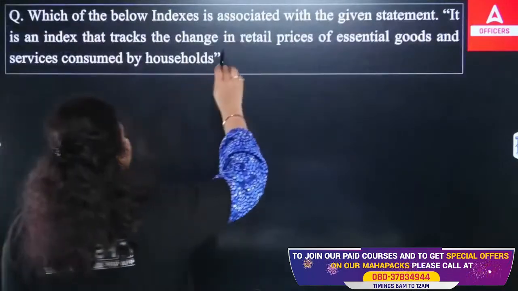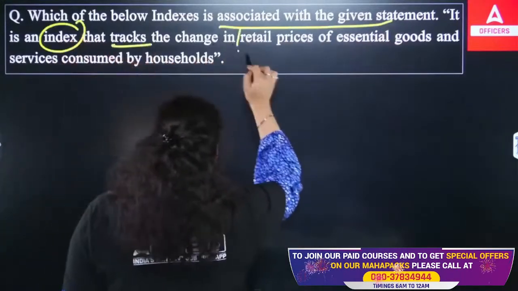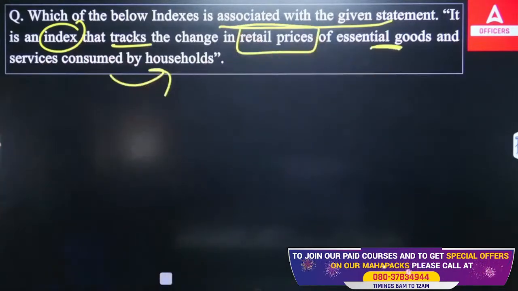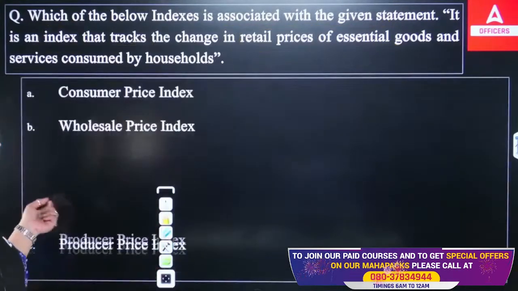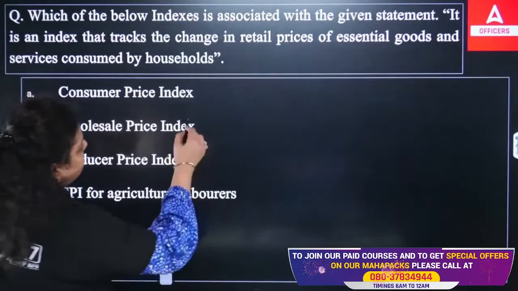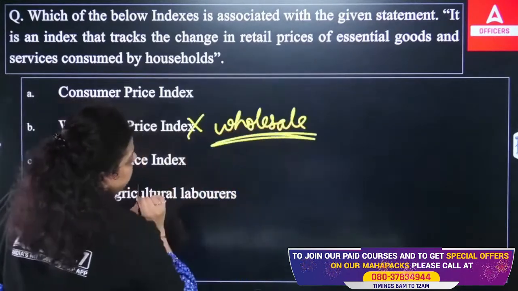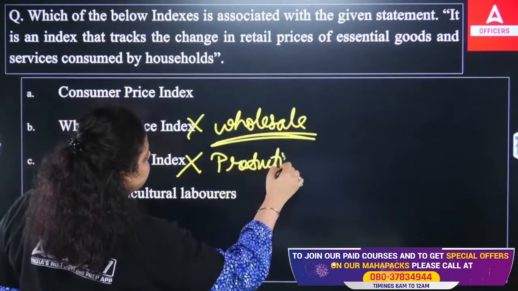Which of the following indexes is associated with the given statement? It is an index that tracks the change in the retail prices of essential goods and services consumed by households. So whatever goods and services we are consuming, those prices will be calculated at the retail level. Which of the following indexes calculates that? Is it CPI, WPI, PPI, or CPI for agriculture? It can't be WPI because it measures inflation in the wholesale market. It can't be the producer price index because it takes inflation at the production stage.